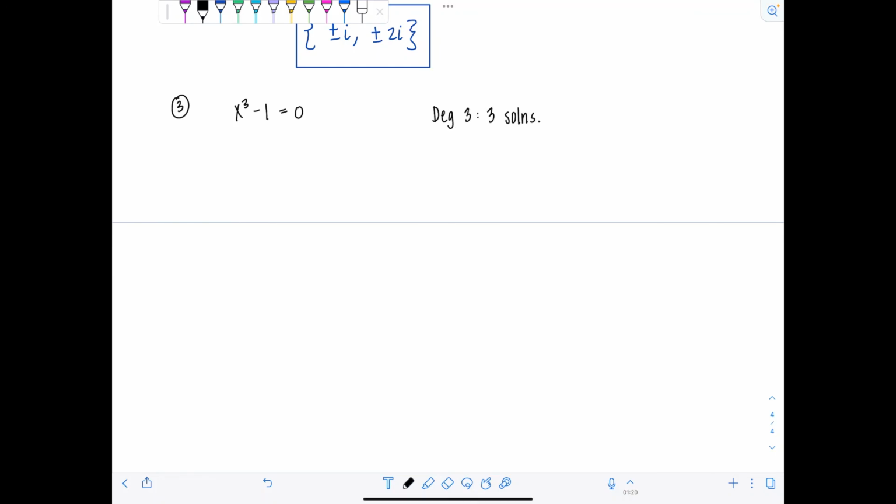And I'll show you how you would go wrong. If you just said, oh, I'm going to move the 1 over and then take the cube root of both sides, okay, that's fine and dandy, but then you would only end up with x equals 1. And I told you, since it's degree 3, there's going to be 3 solutions. So where are the other 2? What you need to do instead, don't do this. What you need to do instead is factor.